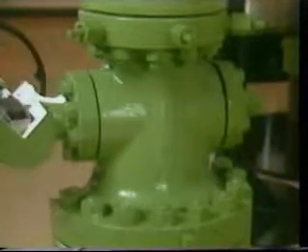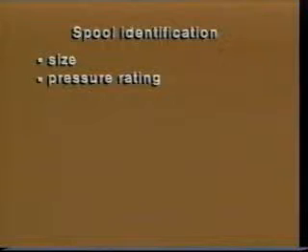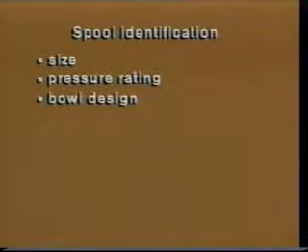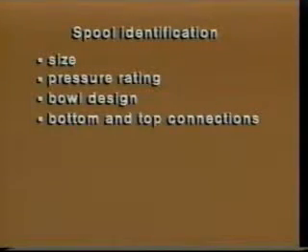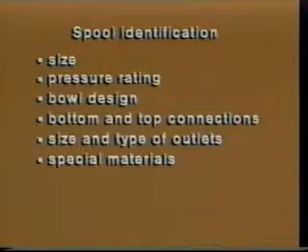The casing spool serves a purpose similar to that of the casing head, additionally providing a bottom bowl to seal against the previously set string of casing. Casing spools are manufactured to meet the same specifications as casing heads. Spools are identified by size, pressure rating, type of bowl design, bottom and top connections, and miscellaneous details such as size and type of outlets and special materials.